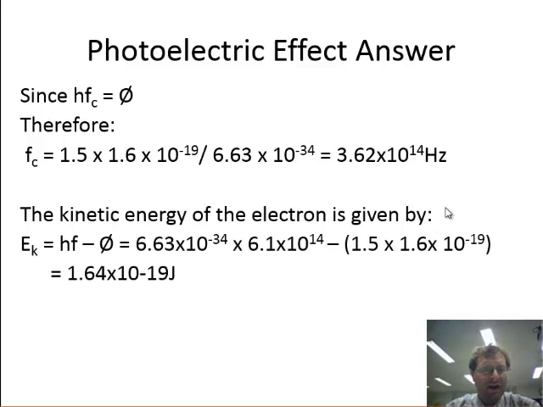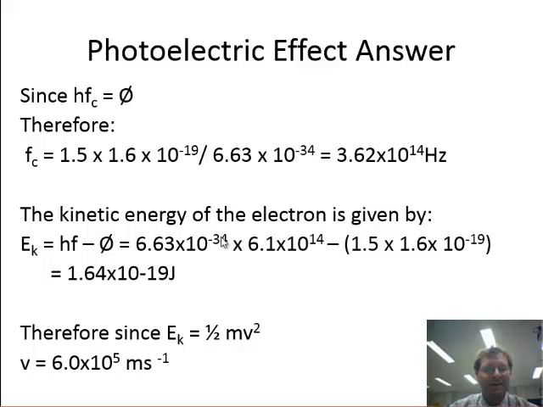Now, the kinetic energy of the electron is given by the Planck constant multiplied by the frequency minus the work function. So I can work out that in this case, with the new frequency, that gives me an energy overall of 1.64 times 10 to the minus 19 joules, so that's the kinetic energy, and by rearranging half mv squared I can work out a velocity of these electrons is going to be 6.0 times 10 to the 5 meters per second.